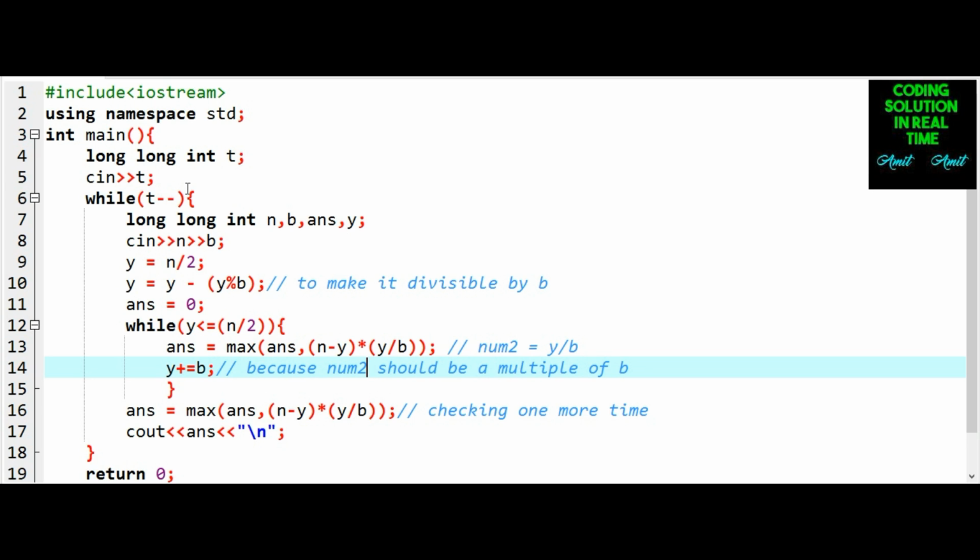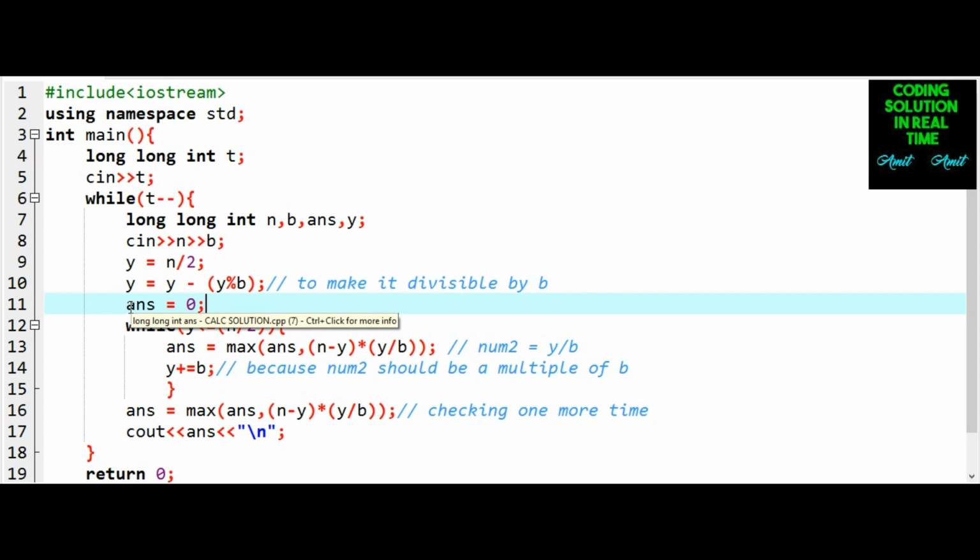So first of all, scan T, N and B. And this Y is a temporary input, so I have assigned N by 2. So Y is equal to Y minus Y modulo B. I have done this because I want to make it divisible by B, so that my num2 will be an integer. Okay, now moving on to the next step, assign answer equal to 0.